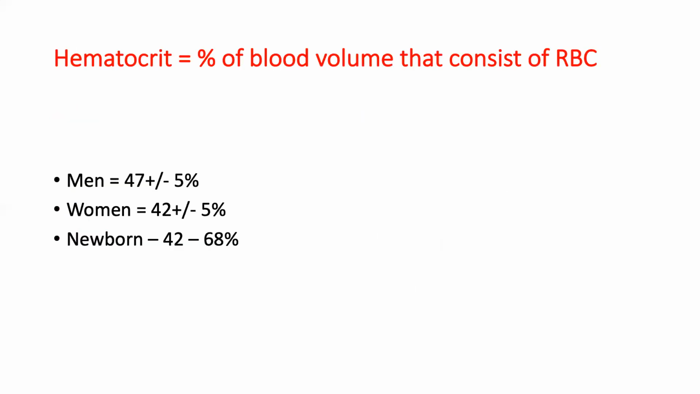Now I want to introduce you to a new terminology, which is hematocrit. Hematocrit is the percentage of blood volume that consists of RBC. As we can see from the previous diagram, after centrifugation of the blood, what is the percentage of RBC we get? That is usually around 47 plus or minus 5% in males, 42 plus or minus 5 in females. And newborns tend to have higher hematocrit, which ranges from 42 to 68%.